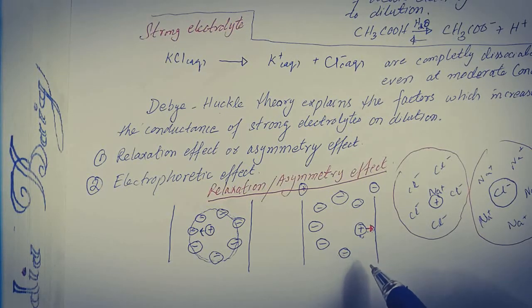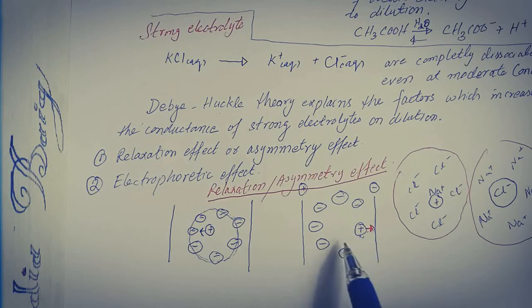So in this second explanation, the asymmetric ionic sphere, or the excess ionic charge surrounding this moving positive ion, pulls up this positive ion and retards its motion. So this effect is also known as the asymmetry effect.